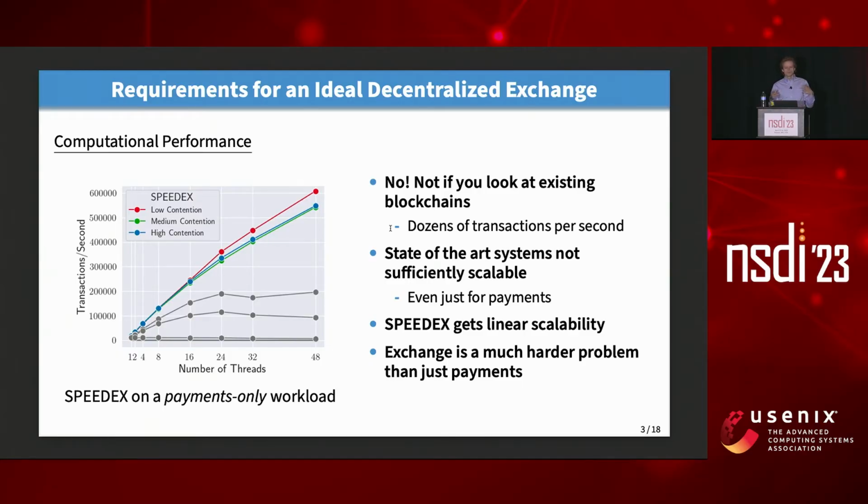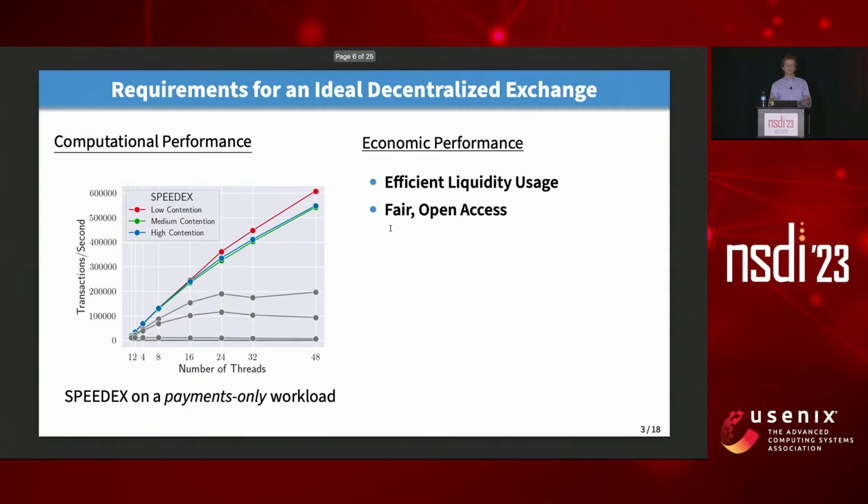But we want to build an exchange. That's a much harder problem than just doing payments, because we don't need just computational performance. We need good economic performance. The exchange should be as liquid as possible, and it should give everyone a fair level of access, and it should give everyone a fair exchange rate.